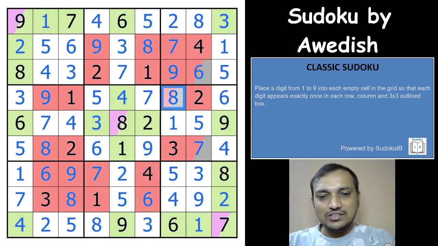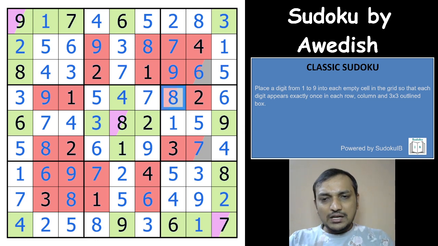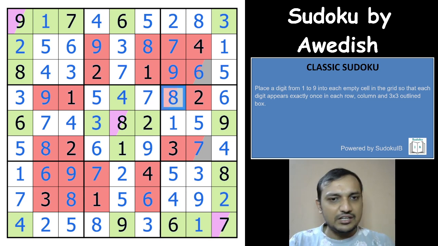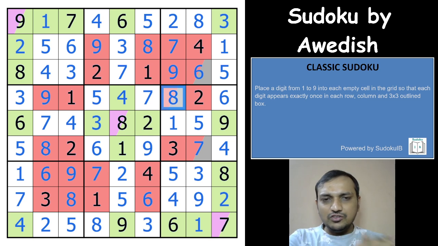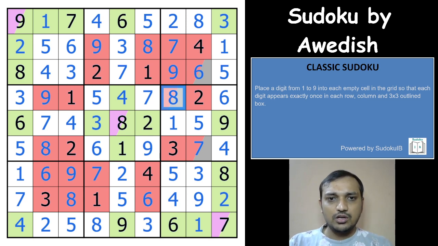Amazing Sudoku, guys. Amazing Sudoku. The moment I saw how this Sudoku works, I was really amazed, a really fascinating Sudoku. Thanks a lot, Awedish, for such a wonderful Sudoku. I have never seen a better and a really difficult set theory before in a classic Sudoku, and this is really an amazing one.